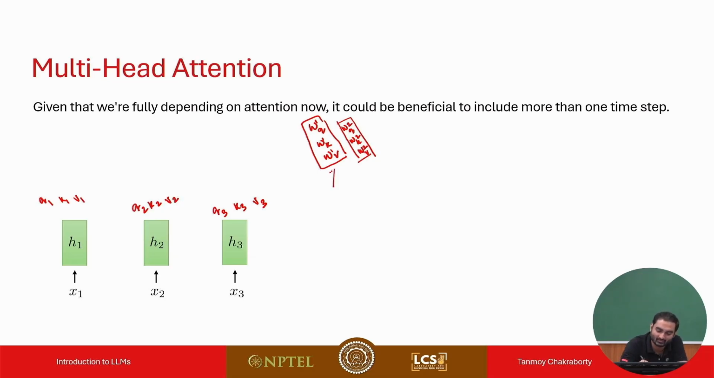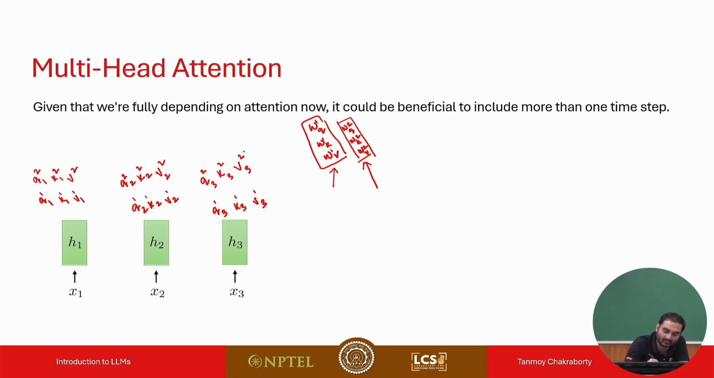From the first set of parameter matrices we obtained Q11, K11, V11. The superscript indicates the different attention head. Using the second set we obtain another set of vectors Q12, K12, V12, and then Q22, K22, V22 and Q23, K23, V23. Is this clear?